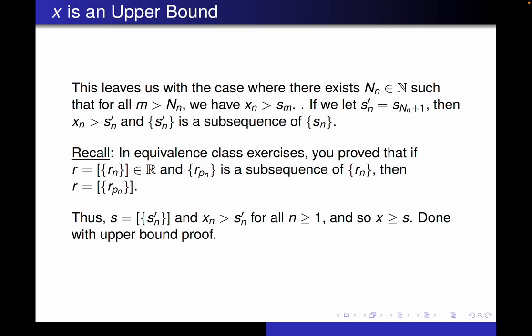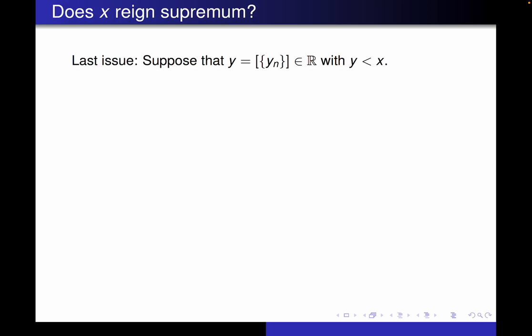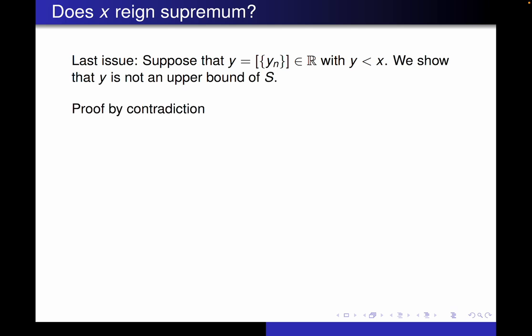All we have to show is that x is the supremum by showing that anything smaller is not going to be an upper bound. And that's the next part, right? So, last issue. Suppose that we have some number y that is represented by some Cauchy sequence yn, so it's a real number, and we're going to assume that y is less than x. We want to show that y cannot possibly be an upper bound of s. Okay, and we're going to do that by contradiction, which means we're going to assume that y is an upper bound for s.